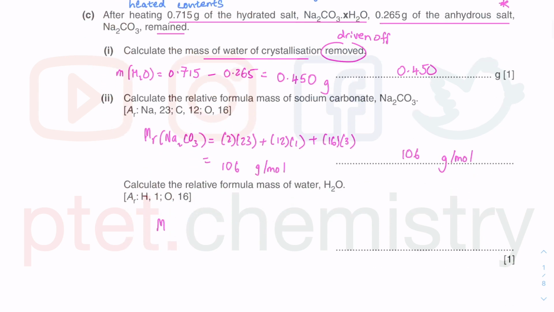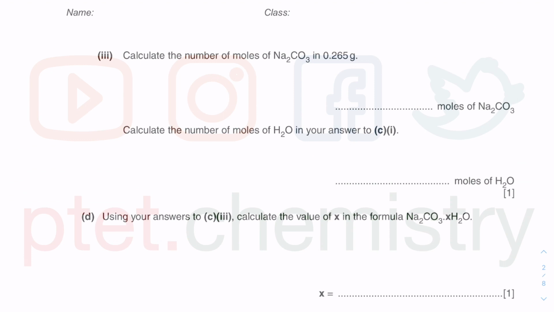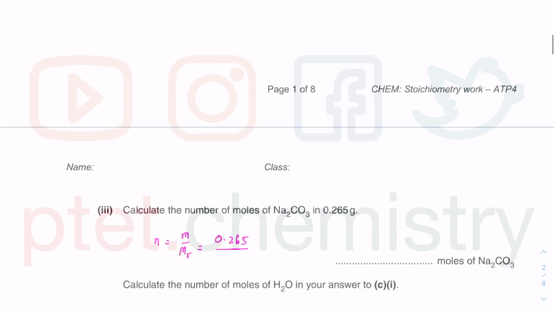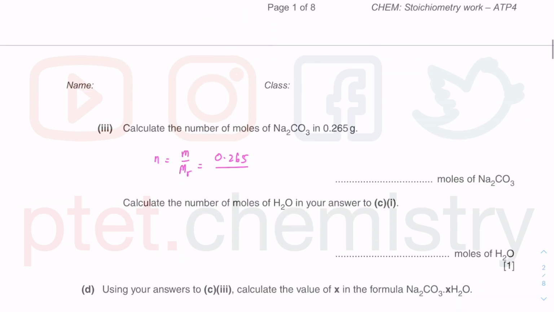Calculate the relative formula mass for water. So that's just 2 times 1 plus 16 times 1, or could be 1 times 16. It really does not matter because it's just multiplication. This is just something to make you familiar with the idea. So calculate the mole of sodium carbonate. So mole equals mass over Mr. So the mass there is 265 gram divided by the Mr of sodium carbonate, which is 106. So that thing divided by 106.